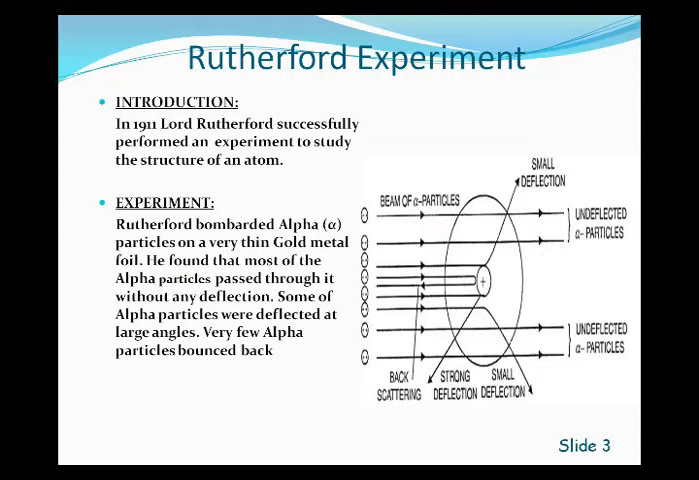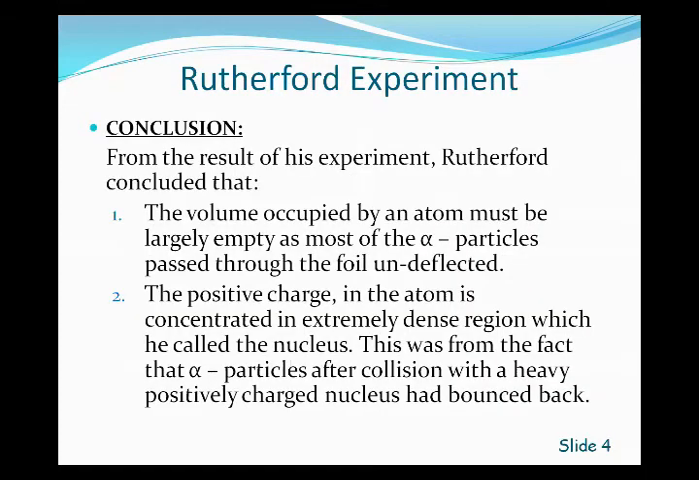From this experiment, what did Rutherford conclude? From the result of the experiment, Rutherford concluded that the volume occupied by an atom must be largely empty, as most of the alpha particles pass through the foil undeflected. In the diagram, I have shown that the atom has largely empty space through which most of the particles pass. This is the first conclusion.